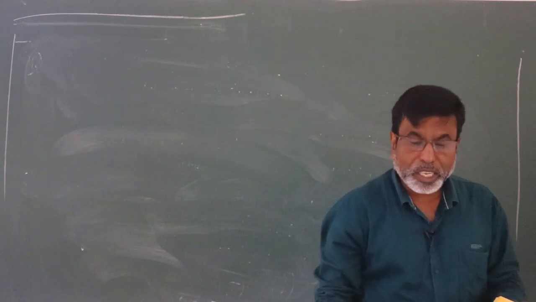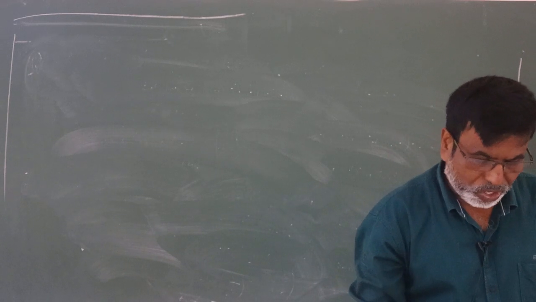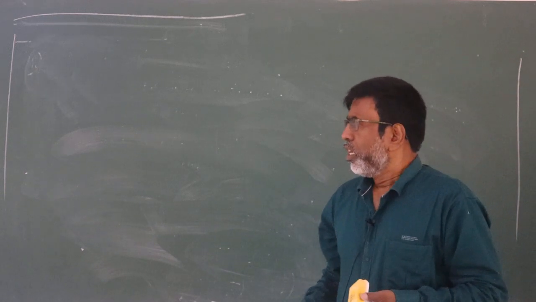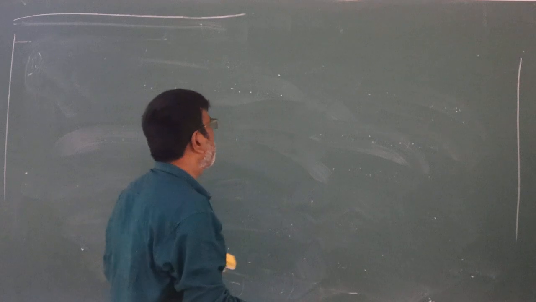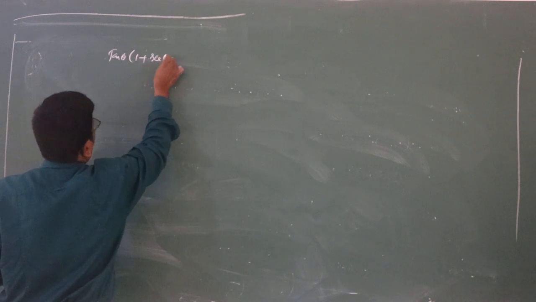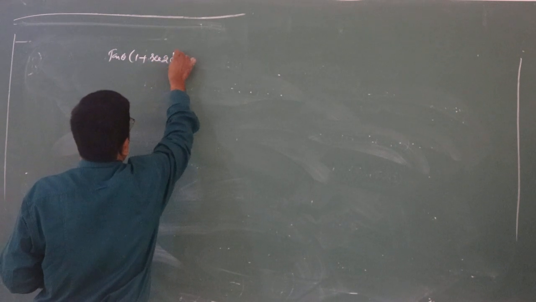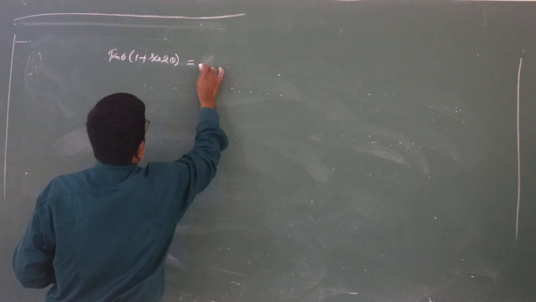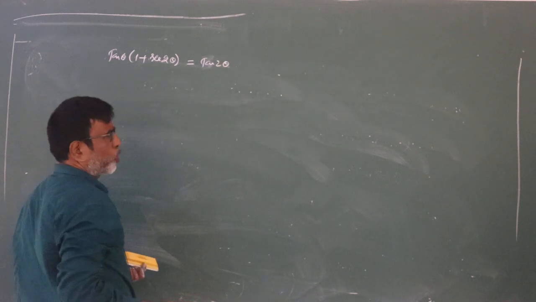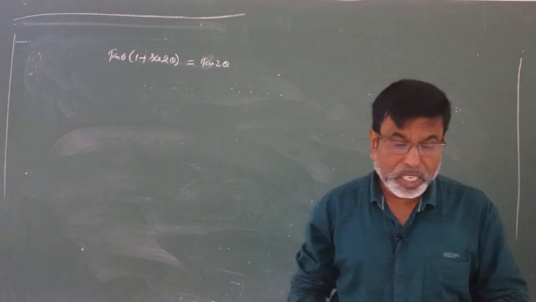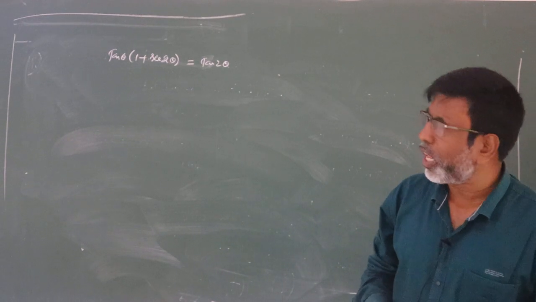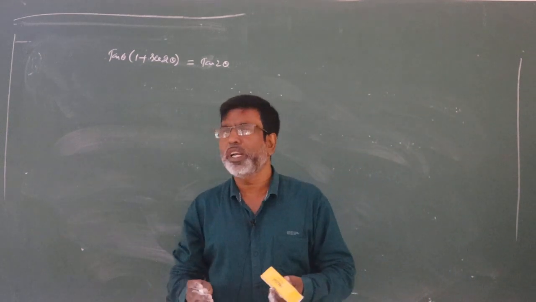Now, we are discussing the next shortcut like this. Tan theta into 1 plus secant 2 theta. Remember that this is the formula: tan theta into 1 plus secant 2 theta equals tan 2 theta. So this is the very important shortcut.